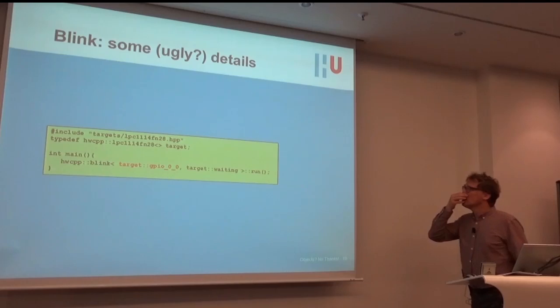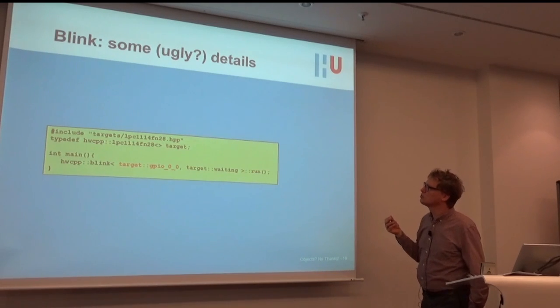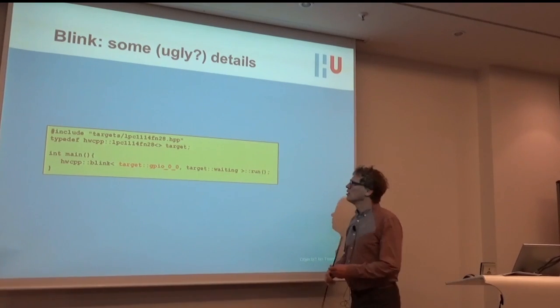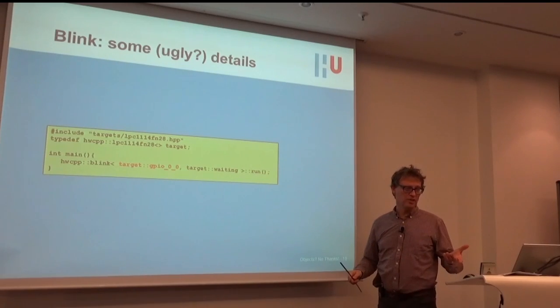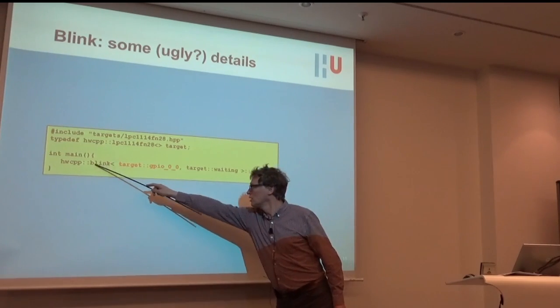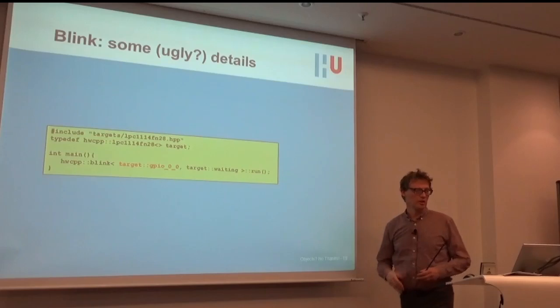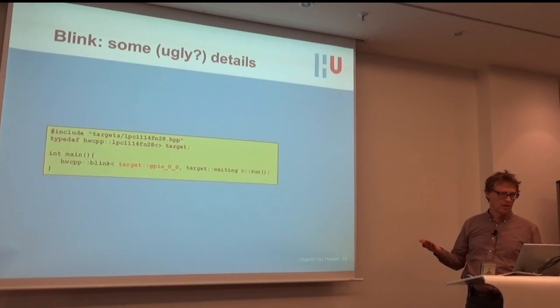There are some ugly details to it. You see here, every time you're used to using a single dot, I have to use a double colon, because these are attributes and methods, static methods of a class.